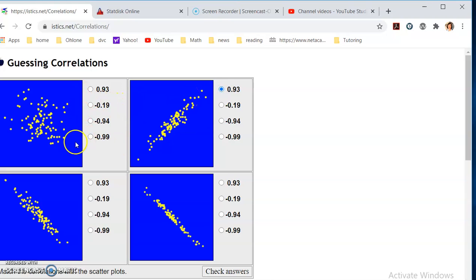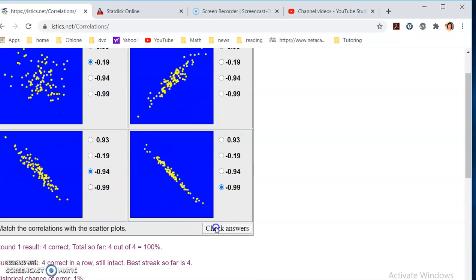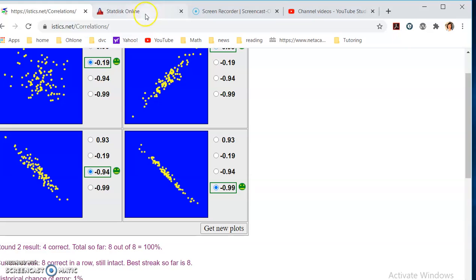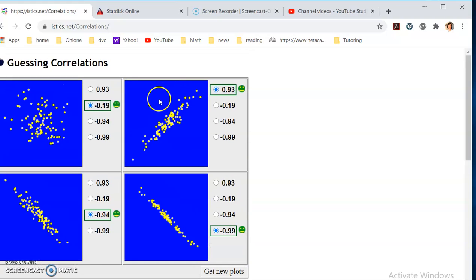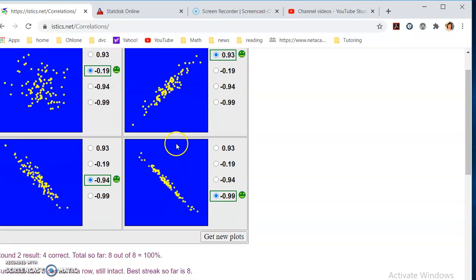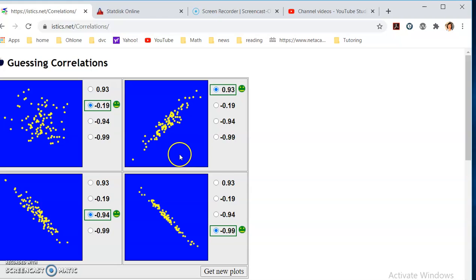Which one is the strongest negative? The strongest negative is close to -1, right? So I should choose -0.99. The next strong negative is -0.94. And the very weak one, really close to 0, is -0.19, right? So check answer. Play this a few times and you will have a better understanding of R and the scatter plot. The worksheet also requires you to understand how to differentiate between the appropriate R if you're given a scatter plot.